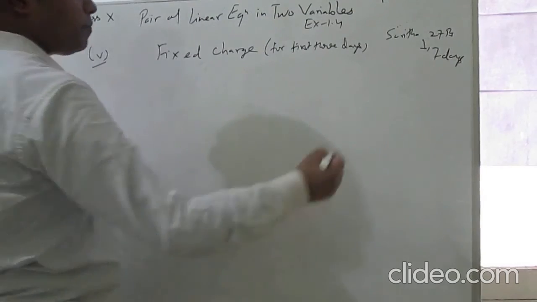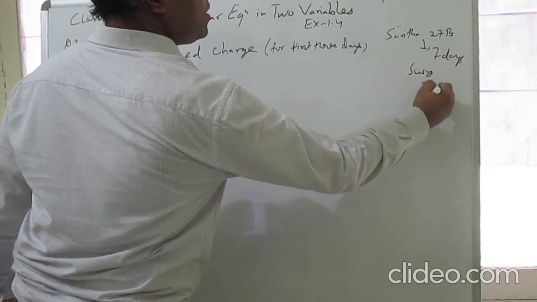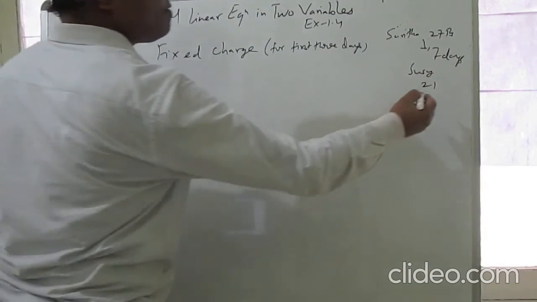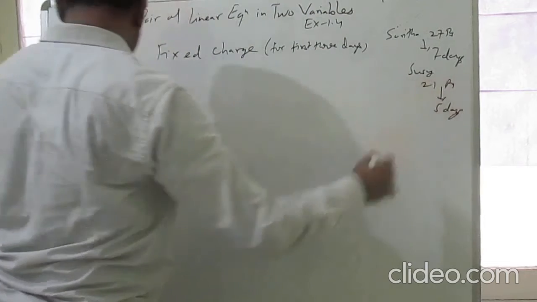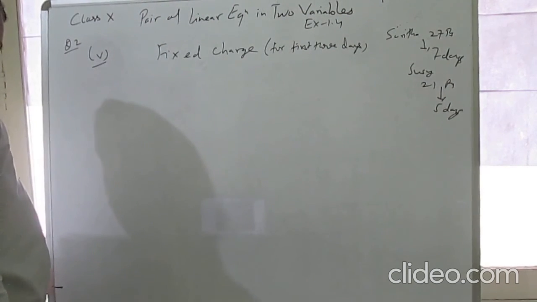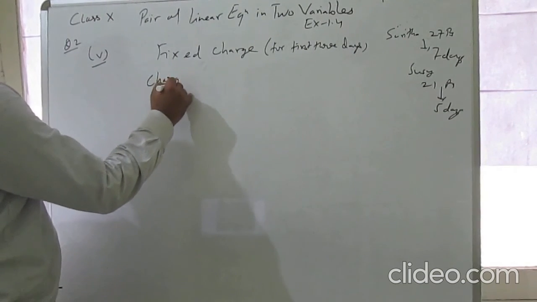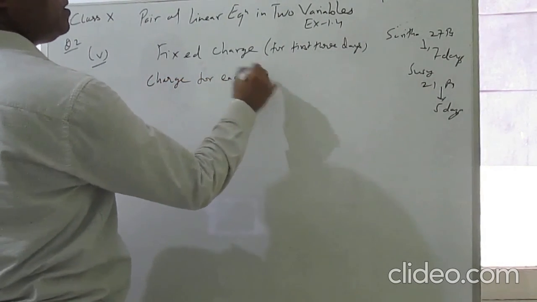While Shashi paid rupees 21 and kept a book for 5 days. Kept a book for 5 days. Find the fixed charge and charge for each day.